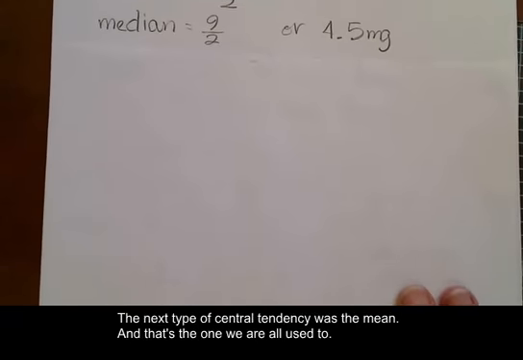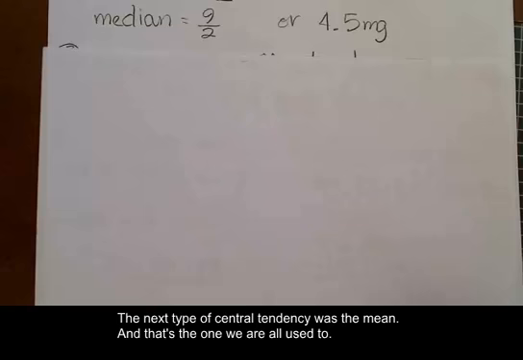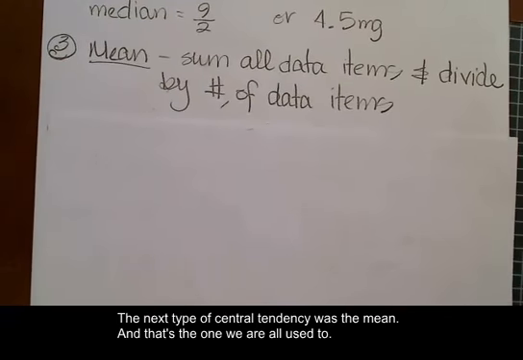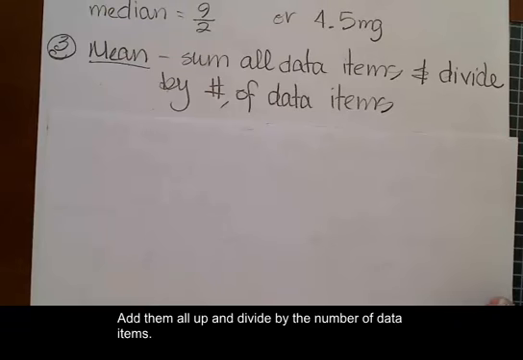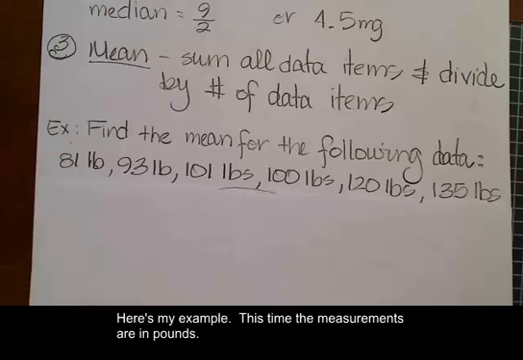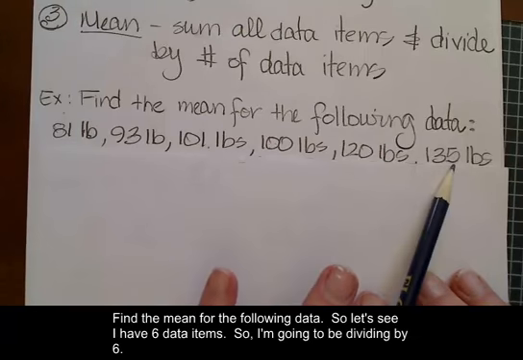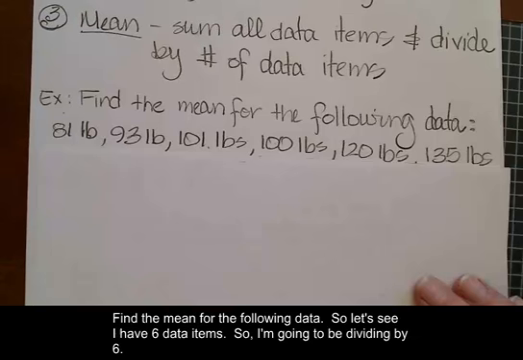The next type of central tendency was the mean, and that's the one we're all used to. Add them all up and divide by the number of data items. Here's my example. This time the measurements are in pounds. Find the mean for the following data. Let's see, I have 6, so I'm going to be dividing by 6.